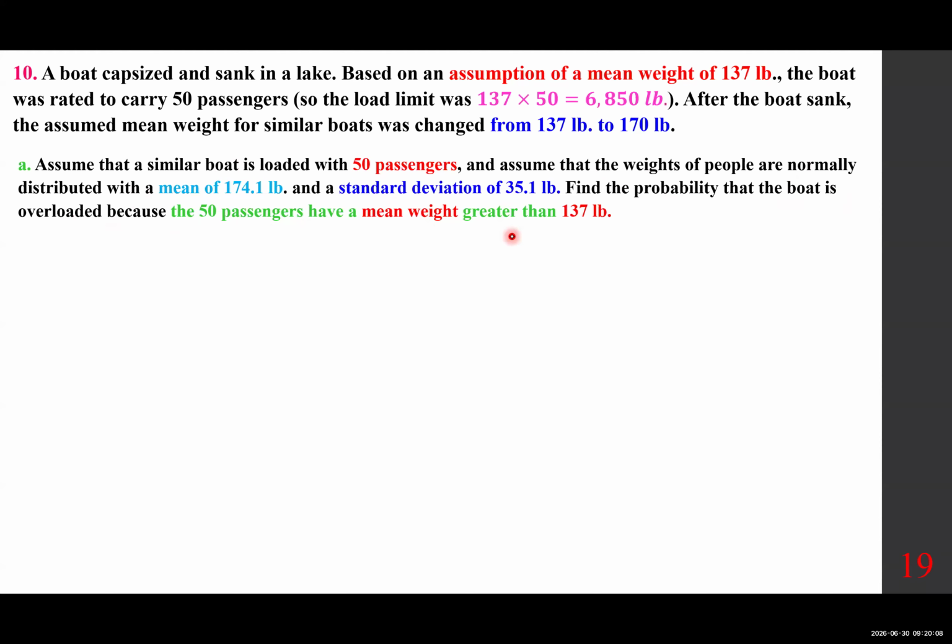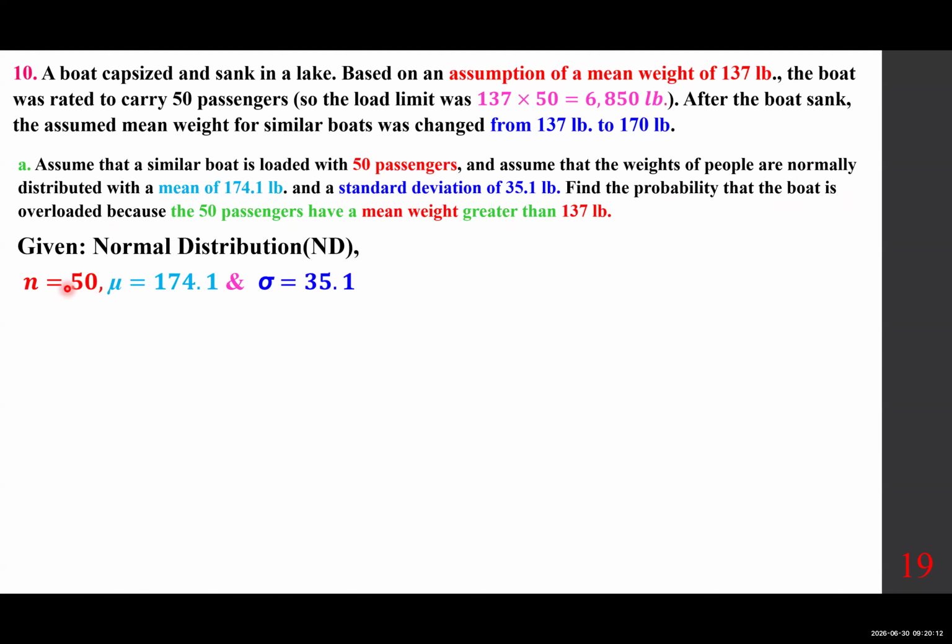So what are we dealing with? We are dealing with a normal distribution. n is 50, mu is 174.1, sigma equals 35.1. So first, let's write the given. Now the question is asking, find the probability. So the probability that the boat is overloaded because the 50 passengers have a mean weight, probability of X bar larger than 137. So that's what we are going to calculate.